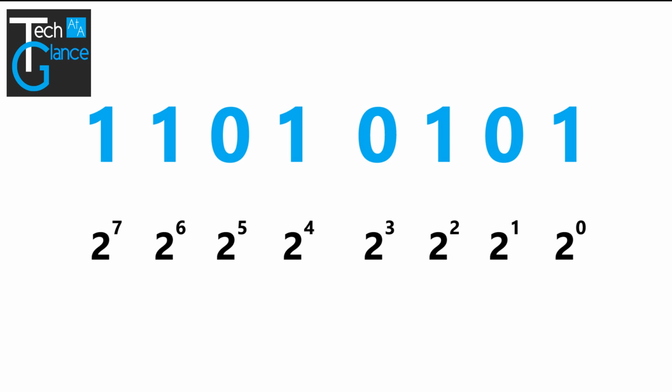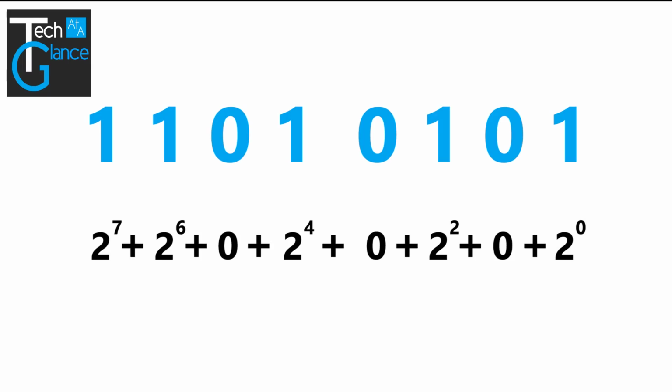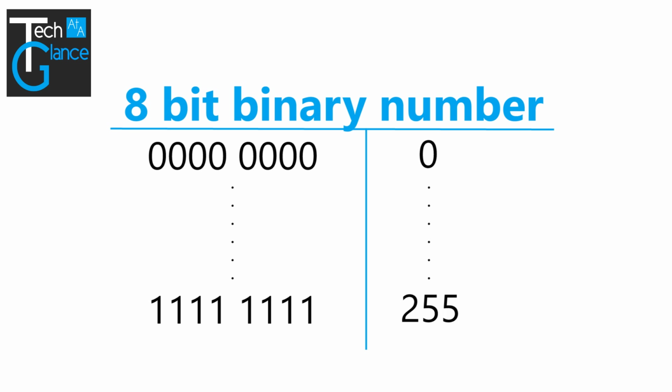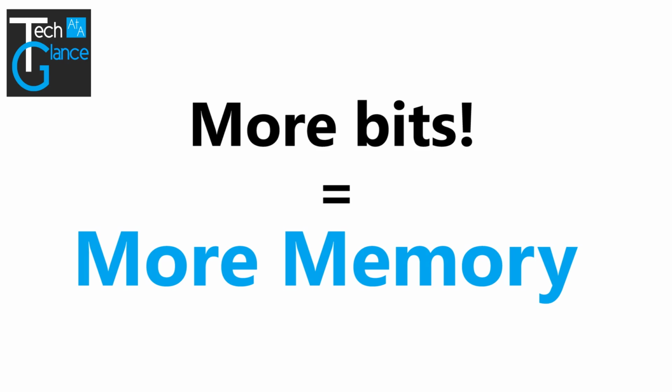Now look at the value of each bit and multiply that by its corresponding base 2 number. Take everything and add them together and you get the represented number. Just remember that an 8-bit binary number can only represent numbers from 0 to 255. Anything bigger and you'll need more bits, i.e. you'll need more memory to store the number.